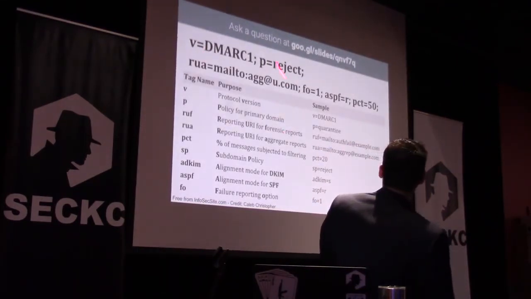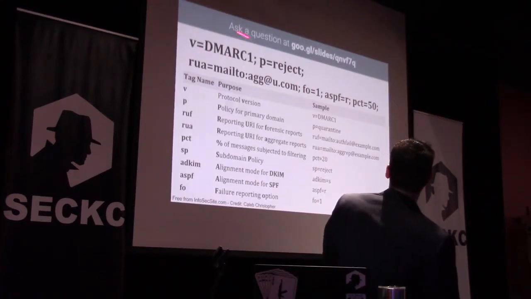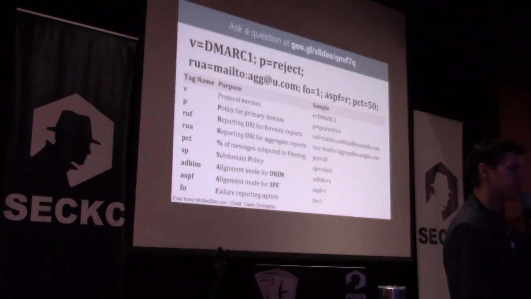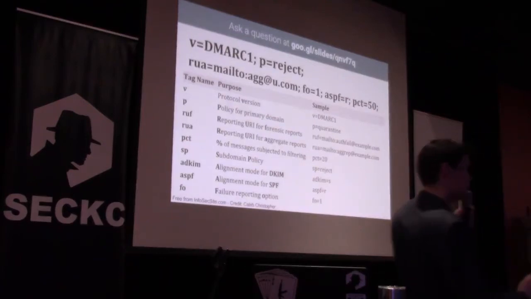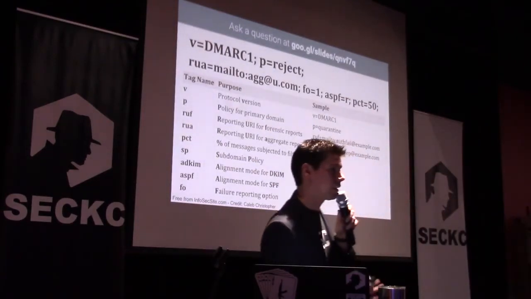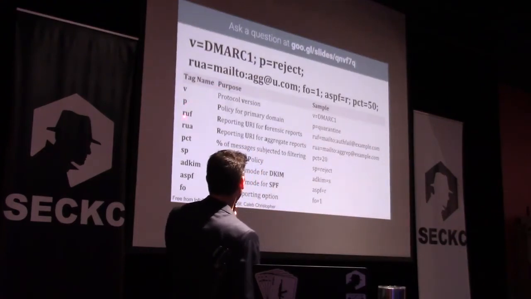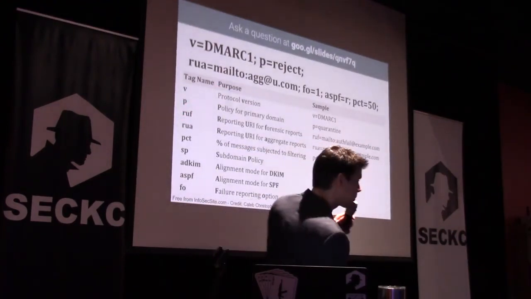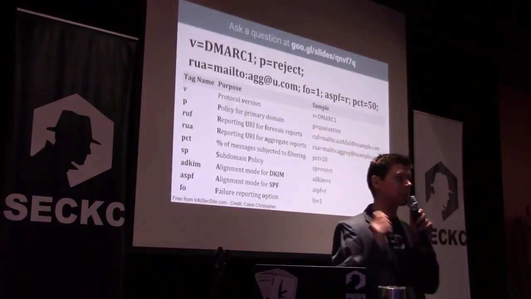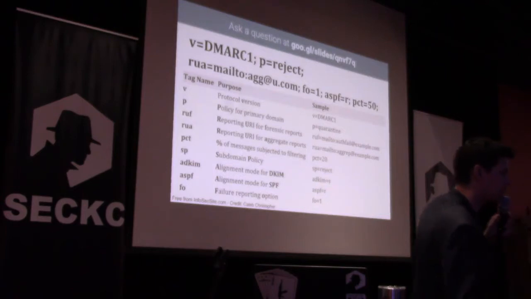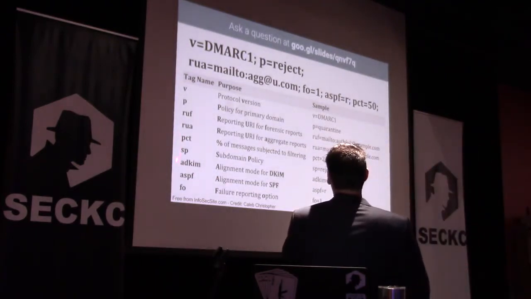Okay, let's look at a sample. Here we go, and this one's doing reject. These are the only two things you have to have: you have to have the version and a policy specified, and they have to be in that order. All the other tags are optional, and it doesn't matter what order they're in. So you have the version, the policy. This is the reporting URI for forensic reports, which is when you really start getting into rejecting, you want to see the content of the messages. With the aggregate reports, you don't get the content, you just get the volume.